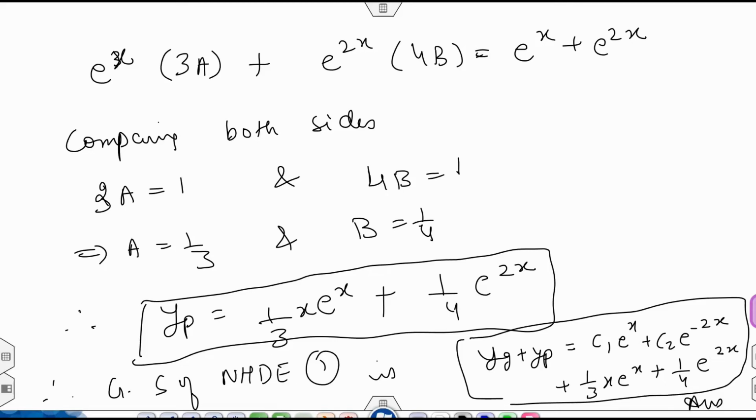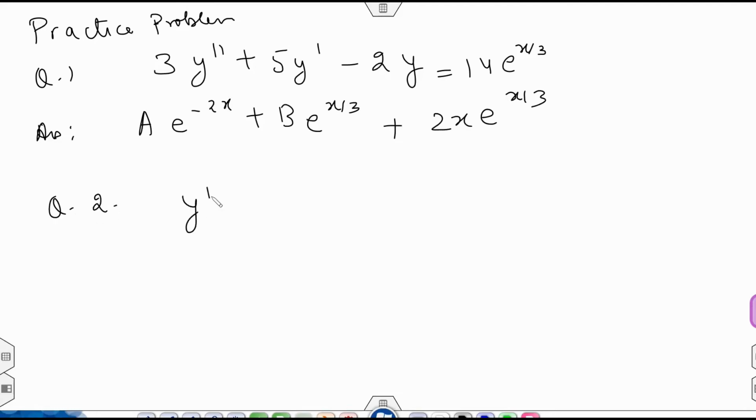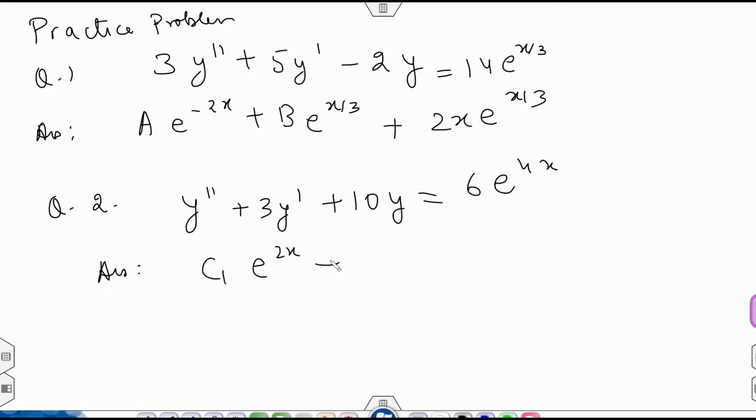Now I'll give you a few practice problems. For question number 1, the answer will be a e to the power minus 2x plus b e to the power x by 3 plus 2x e to the power x by 3. The second question for your practice, and for this the answer will be c1 e to the power 2x plus c2 e to the power minus 5x plus 1 by 3 e to the power 4x. I hope you can solve these two questions.